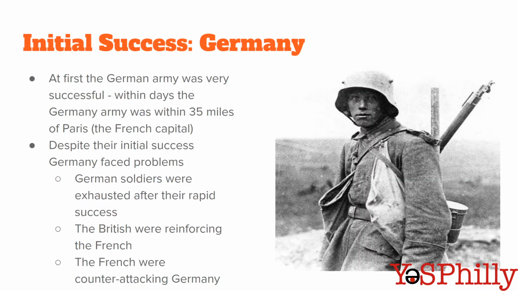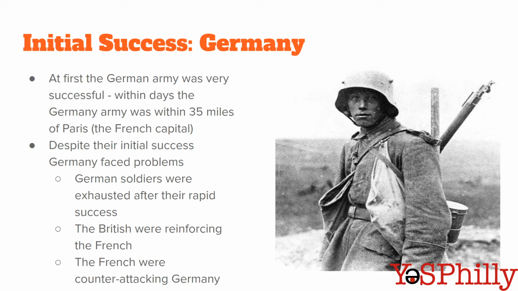All right. Initial success. This plan that Germany had was initially very successful. At first, the German army was within days of the invasion. Germany was within 35 miles of Paris, which is the French capital. If you've heard of it, it's the capital of France, one of the most important cities in Europe, and obviously the most important city in France. And within just days after their invasion, they were within 35 miles. All right, so about the distance from Trenton to Philadelphia. It's about 35 miles. Really close.